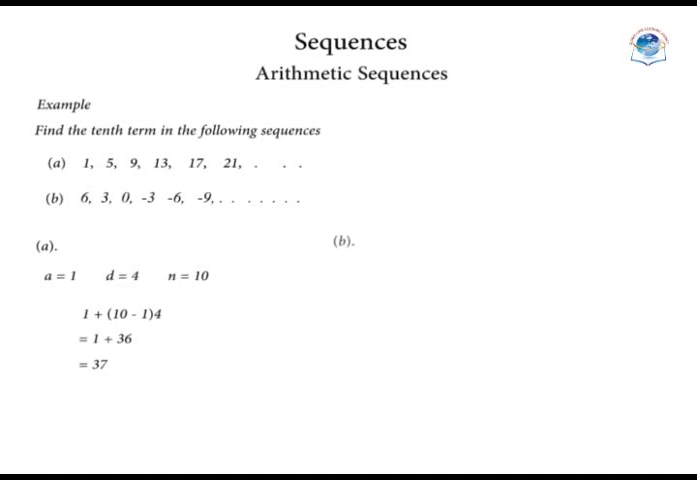For the second one, A is 6, D is minus 3, and n is 10. And so we shall have 6 plus 10 minus 1 times minus 3. That gives us 6 plus 10 minus 1 is 9 times minus 3 is minus 27. And the answer is minus 21.